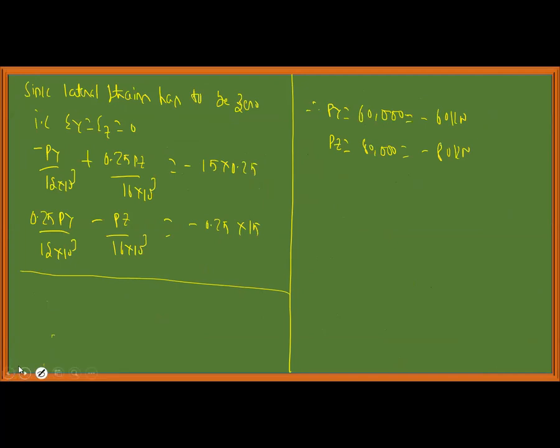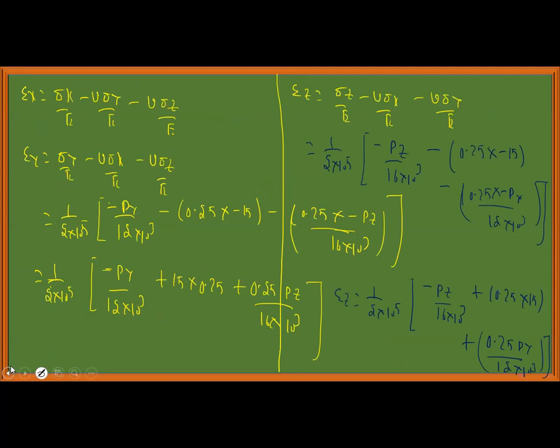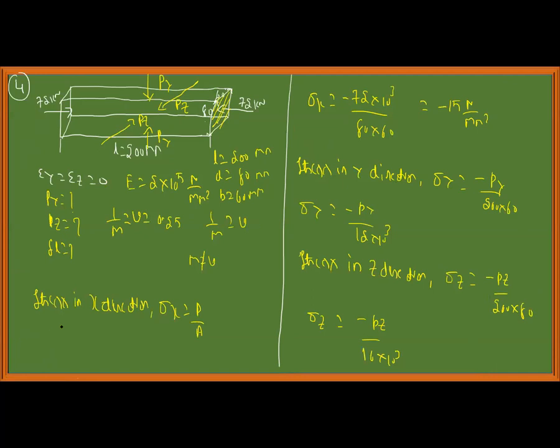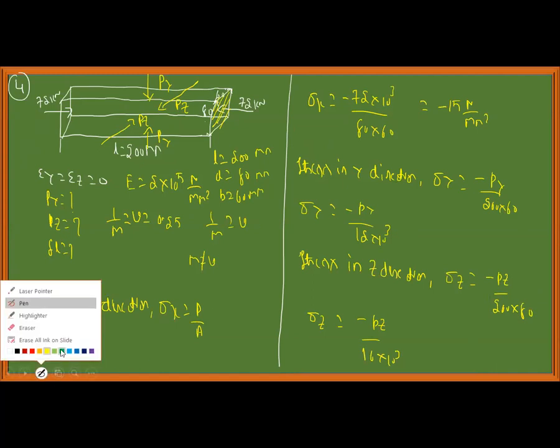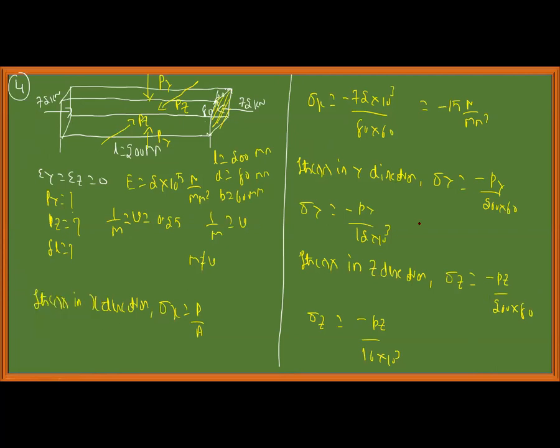What we should do? We should calculate the change in length. For that, we will go to this expression: epsilon x equals sigma x by E minus nu times (sigma y plus sigma z) by E. I will calculate here sigma x, which is nothing but minus 15 into 10 power 3. Sigma y, which is equal to, since I have written here minus Py, that's the confusion, always the confusion remains the same, but no need to worry. Minus Py, I'll indicate like this.